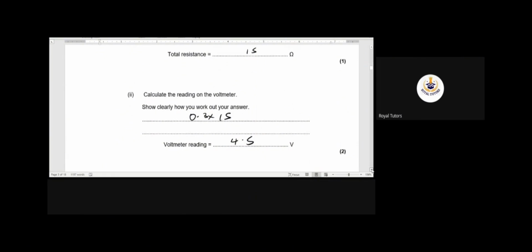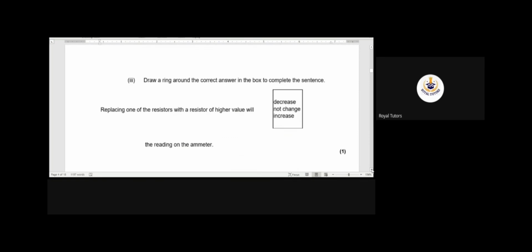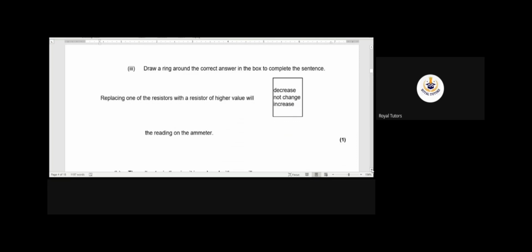All right, let's move on to the next question. It says that we should draw a ring around the correct answer in the box to complete the sentence. Replacing one of the resistors with a resistor of higher value will dash the reading on the meter. It's going to decrease the reading on the meter.